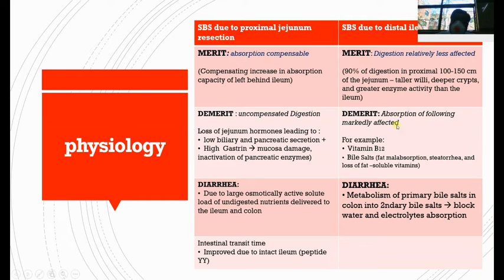The effects of bile salt malabsorption are malabsorption of fat, resulting in steatorrhea, which is the presence of fat in the stools, and there is also loss of fat-soluble vitamins. The demerit of jejunal resection is loss of jejunal hormones leading to low biliary and pancreatic secretion, and resulting in high gastrin release, which causes mucosal damage and inactivation of the pancreatic enzymes. Both of these conditions can present as diarrhea. The explanation for diarrhea is that in jejunal resection it is due to an osmotically active large solute load, while in the case of the ileum it is metabolism of primary bile salts in the colon, which leads to secondary bile salts which block water and electrolyte absorption, resulting in diarrhea.